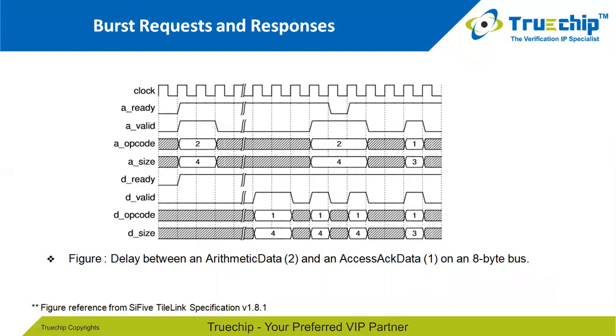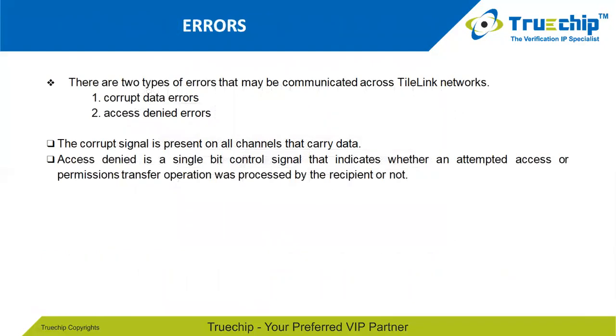Now there are a few errors. There are 2 types of error which we may receive while transferring a message request. The first is corrupt data error. Second, access denied error. The corrupt signal is presented on all channels that carry the data. Any beat in the burst can get corrupted.